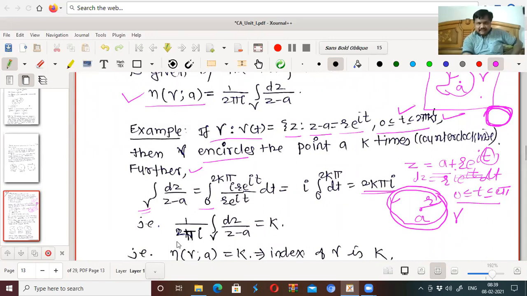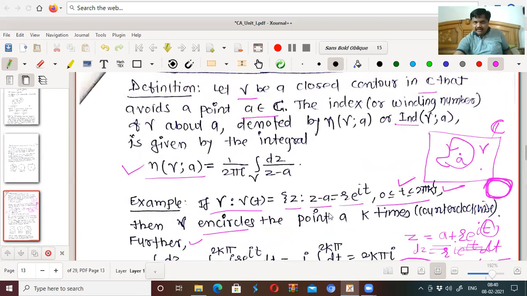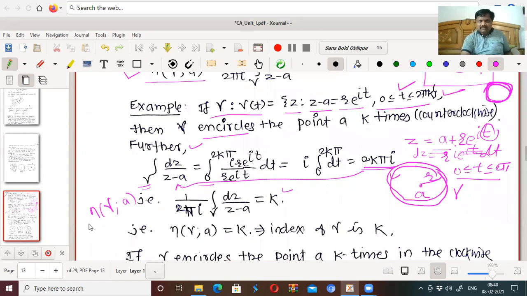2kπi. That is, therefore, 1/(2πi) times the integral over gamma of dz/(z − a). This goes to k, because 1/(2πi) times 2πi is k. But what is it? It is n(γ, a). So what we obtain is that the index of gamma about a is equal to k, or the winding number of gamma about a is equal to k.